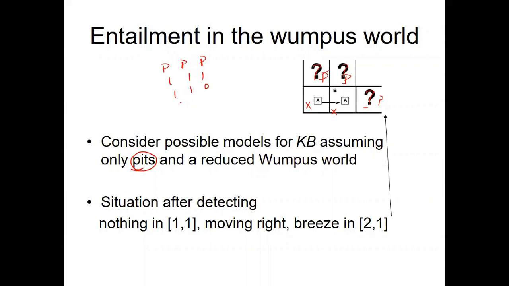Or these two are pit and this is not a pit. What are the other combinations? These two are pit and this is not a pit. Or there is only one pit, this one is the pit, or this one is a pit, or this one is a pit, or there is no pit at all. So how many possibilities are there? 1 2 3 4 5 6 7 8 possibilities.